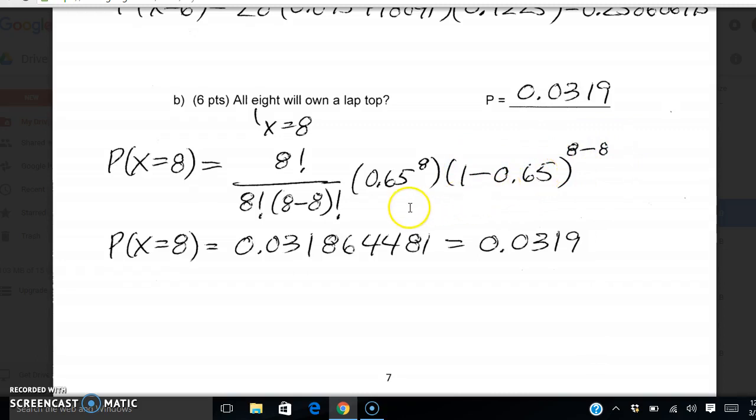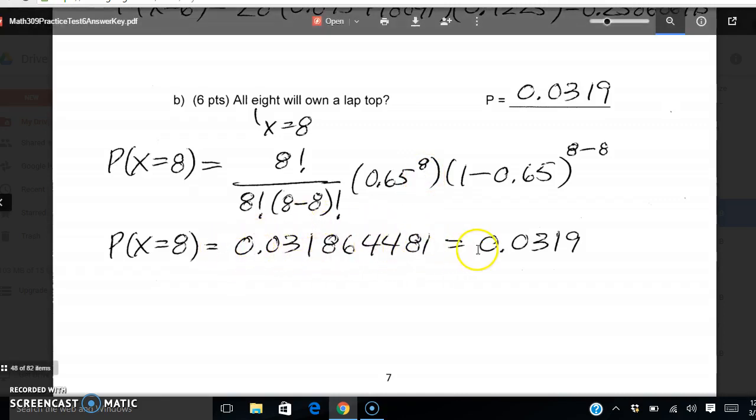And so all we really need to calculate is this middle part of the formula, 0.65 to the exponent of x, which is 8. When we do that, this is our value that we get on the calculator, and then we round it to the 4th decimal place, which is your answer.